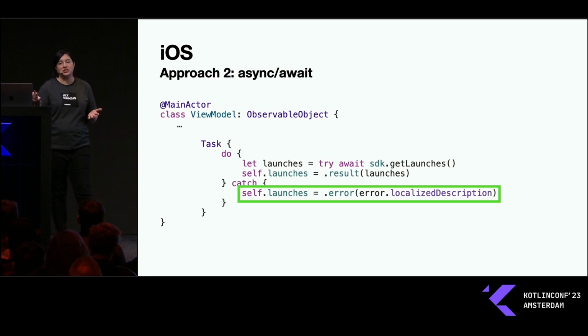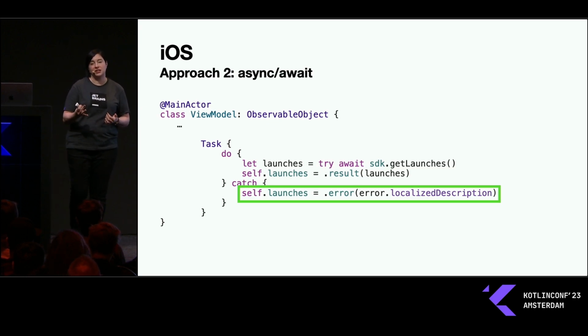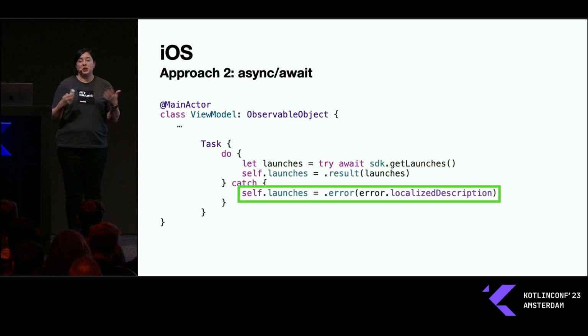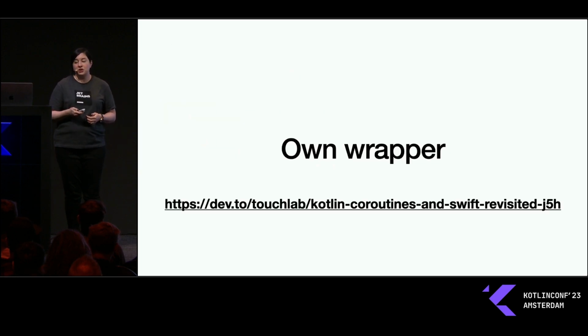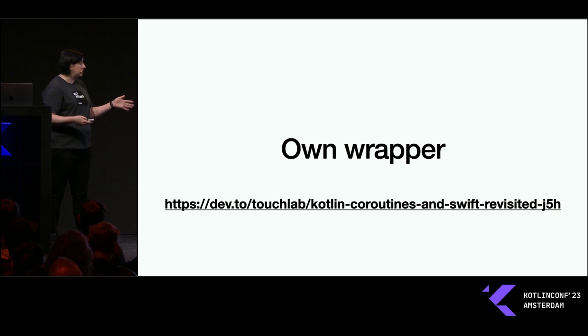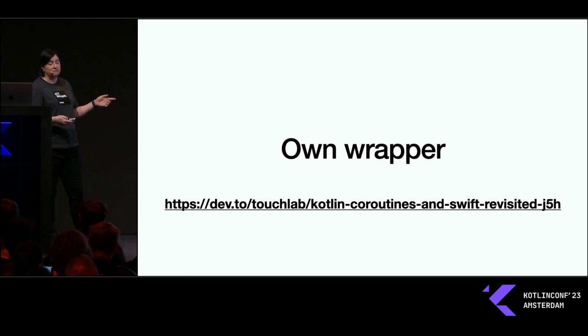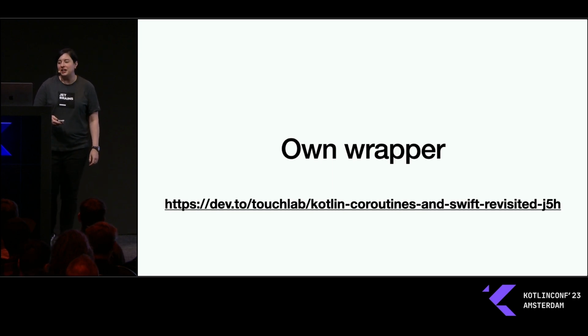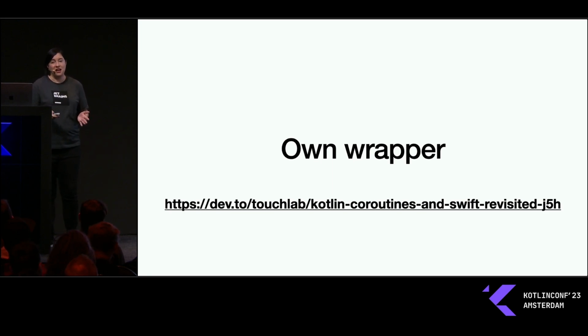So how do we actually go ahead and provide cancellation support? Option number one is your own wrapper. You could write something that will provide cancellation support yourself. And you can look at this article from TouchLab if you want to quickly grab your phone and take a picture if you really want to write your own wrapper. If you don't want to do that, I do have another option for you.